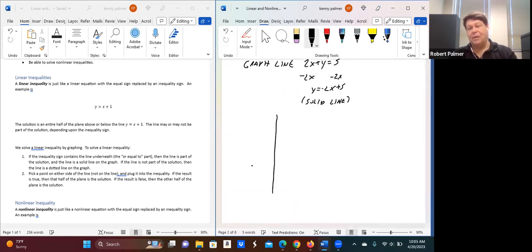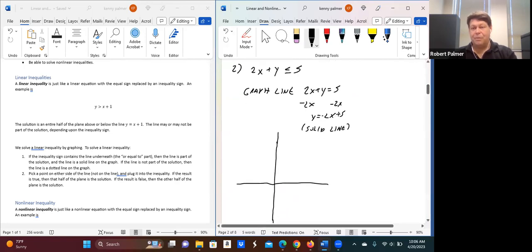It's basically going to look something like this. We don't have to give too much detail, but our y-intercept, you plug in 0 for x, is going to be (0, 5). And we have a negative slope, negative 2x. So it looks something like this. Once again, this is a solid line. It's part of the solution.